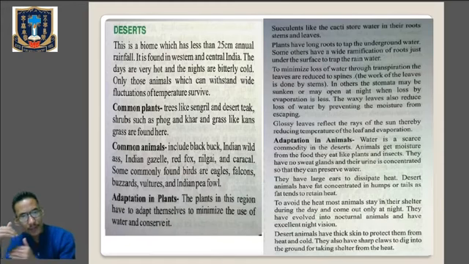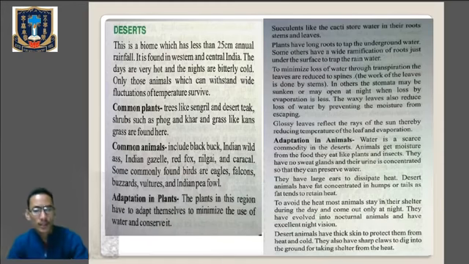Now let's see the adaptations present in the plants. First, the plants in these regions have to adapt themselves to minimize the use of water. Since rainfall is very low, less than 25 centimeters annually, the plants present in the desertic biome have to conserve water. So they have to adapt in such a way that they make minimum use of water in order to conserve it.